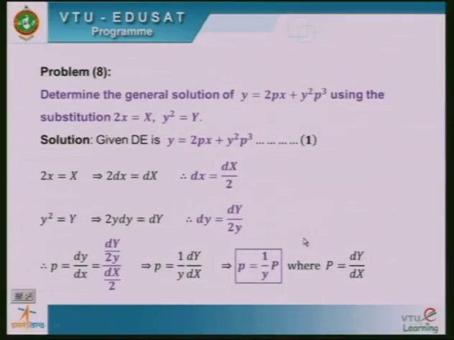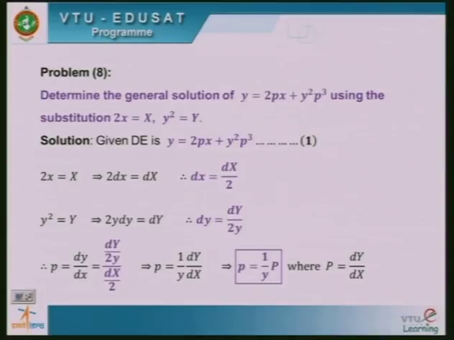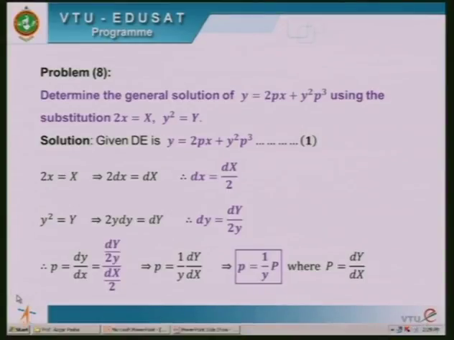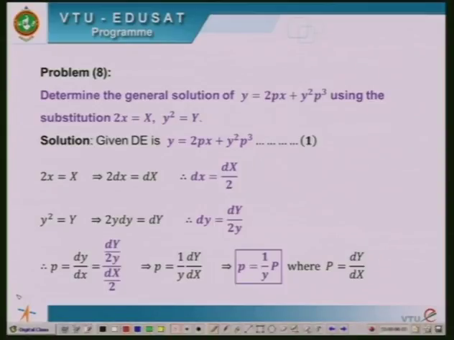Now consider problem number 8. Determine the general solution of y equals 2px plus y square into p cube, using the substitution 2x equals capital X and y square equals capital Y.